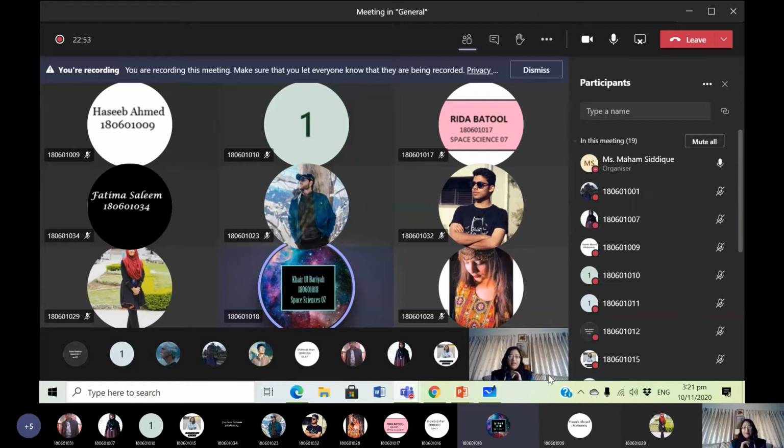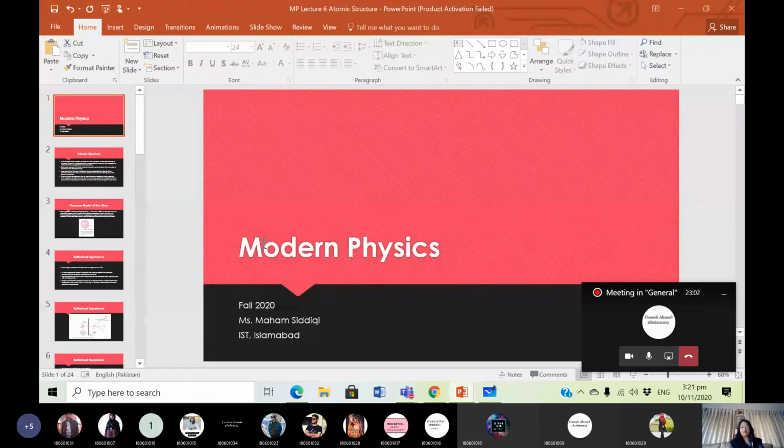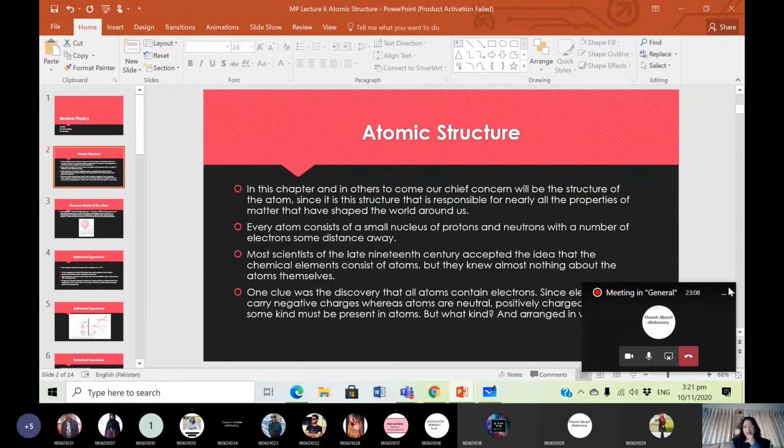Okay, so can we move on to our next topic now, which is atomic structure? I have uploaded this PowerPoint in the files of our class, of MS Teams. So what do you all know about atomic structure?